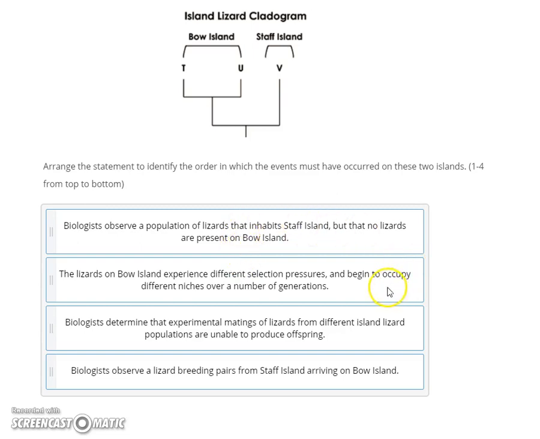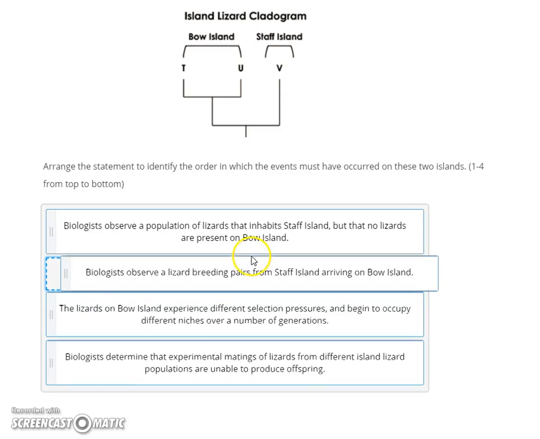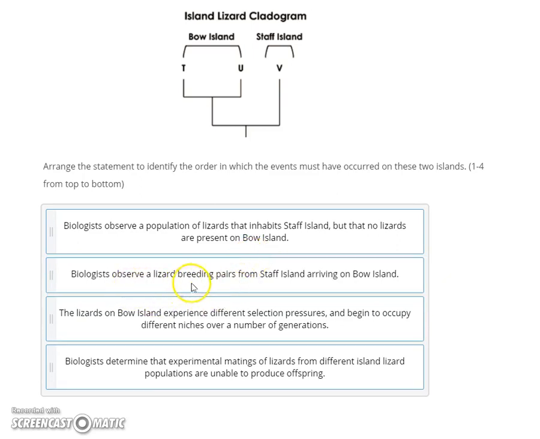The next most likely step along the way here, along the timeline, is, let's see. Here we go. Biologists observe a lizard breeding pair from Staff Island now moving to Bow Island. So now we've got a breeding pair where we have migration of some individuals from Staff Island to Bow. So it was uninhabited, now it's inhabited. We had some lizards move over to that area.